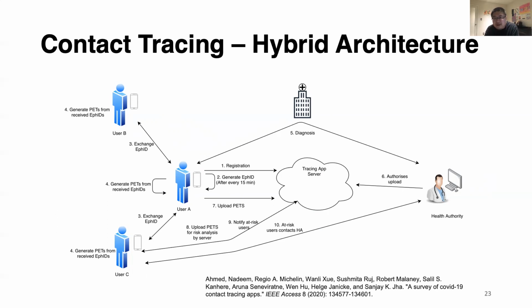The hybrid architecture proposes that these functionalities are split between the server and the devices. More specifically, the temporary ID generation and management remain decentralized, which means that it is handled by the devices to ensure privacy and anonymization, while the risk analysis and notifications should be the responsibility of the centralized server.